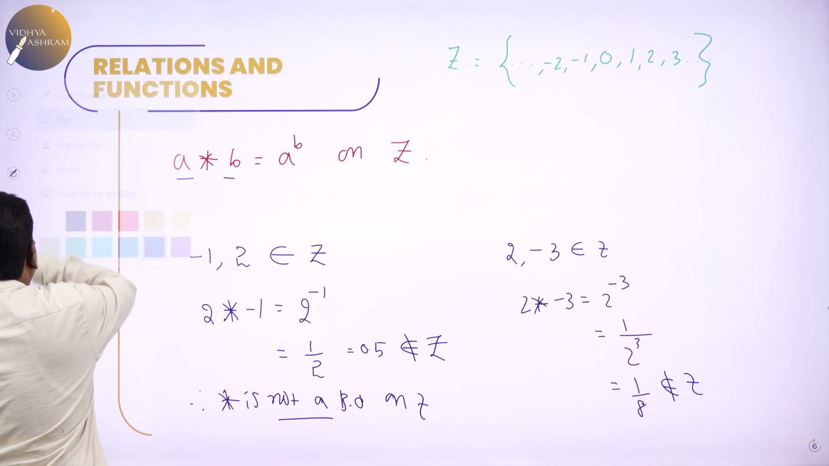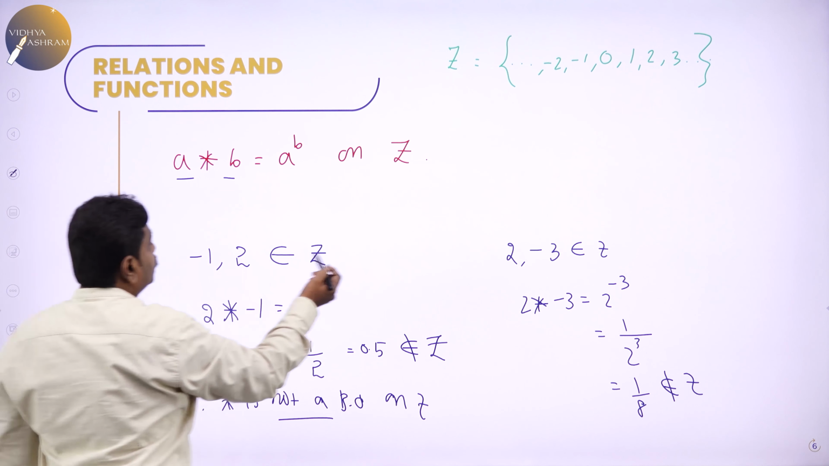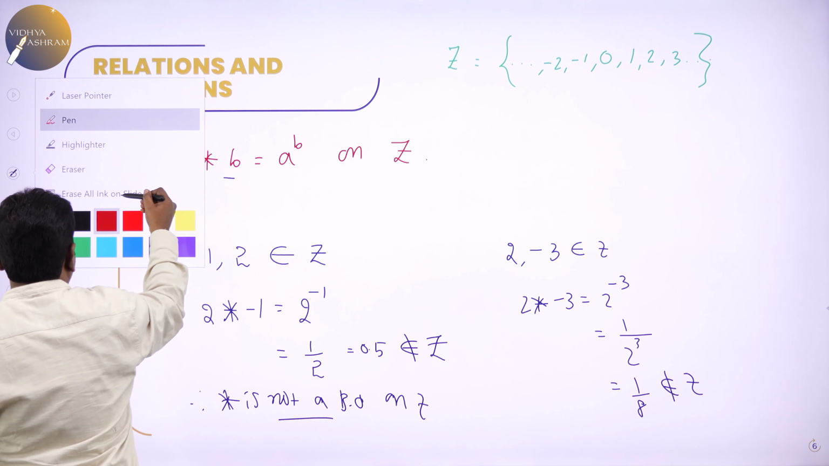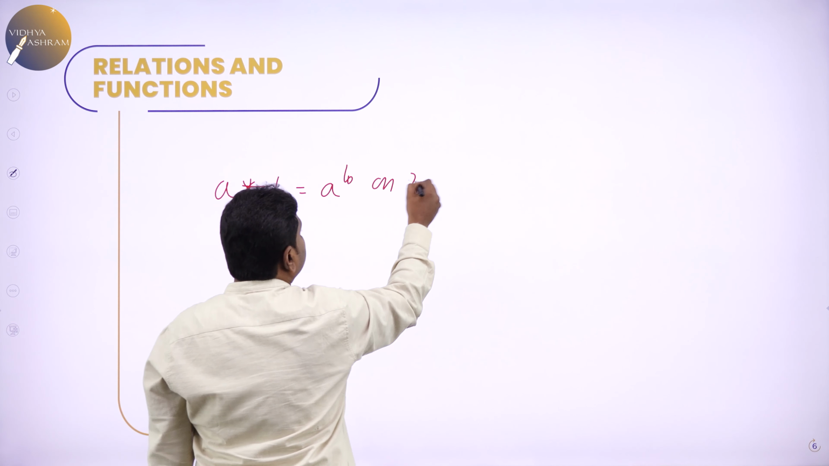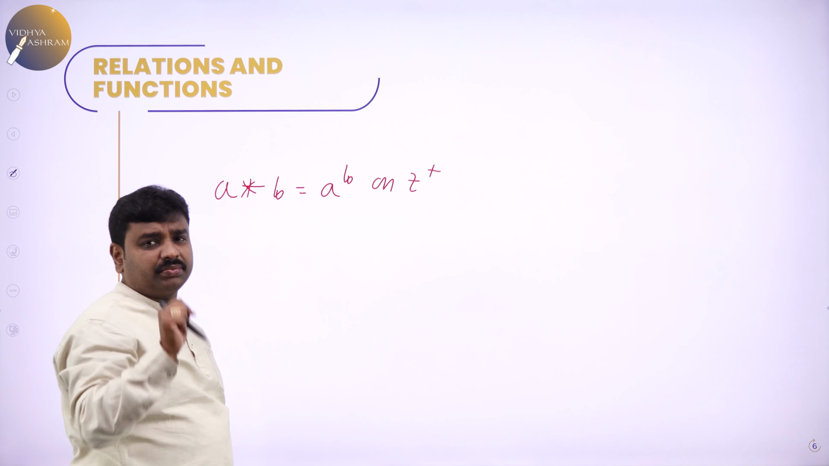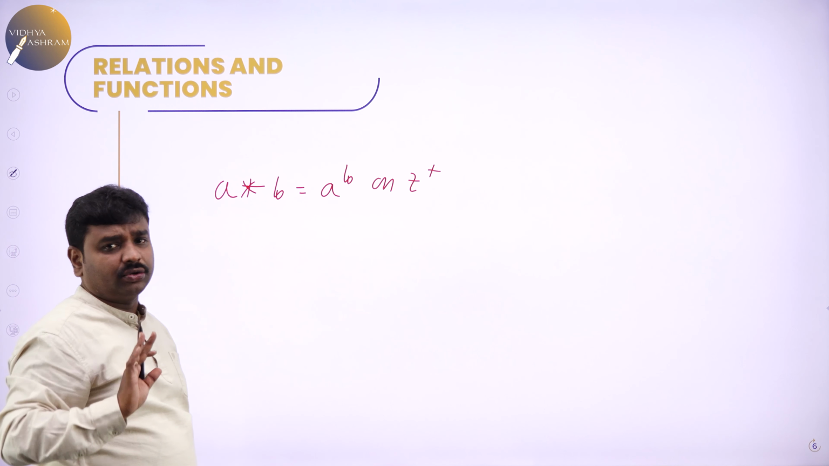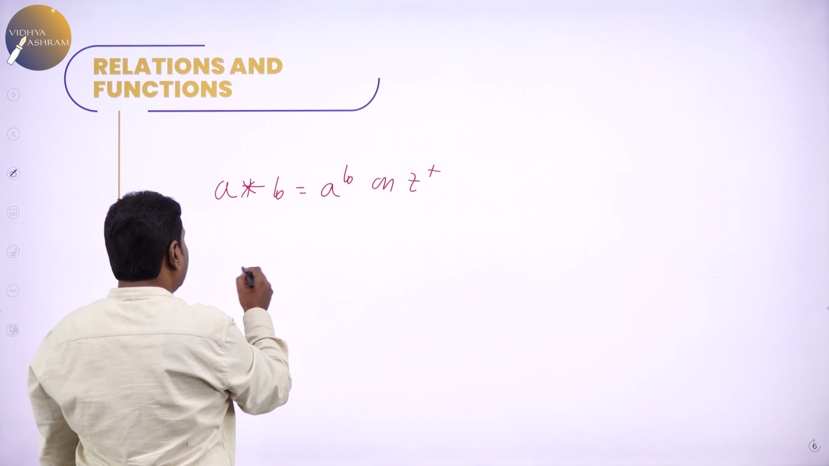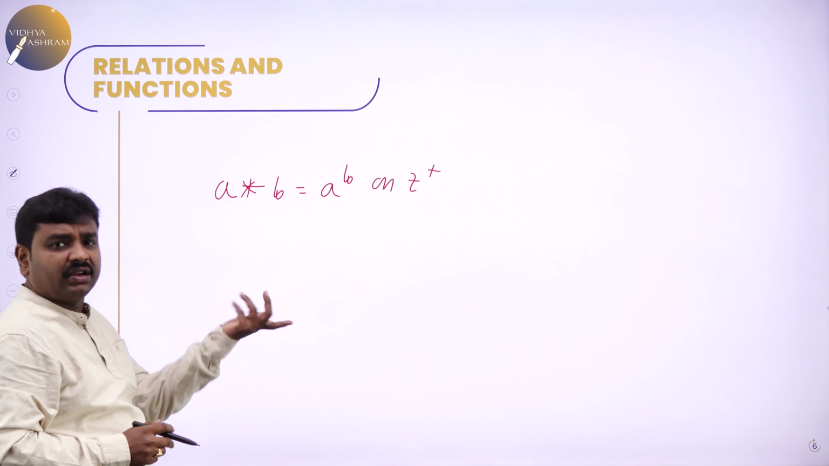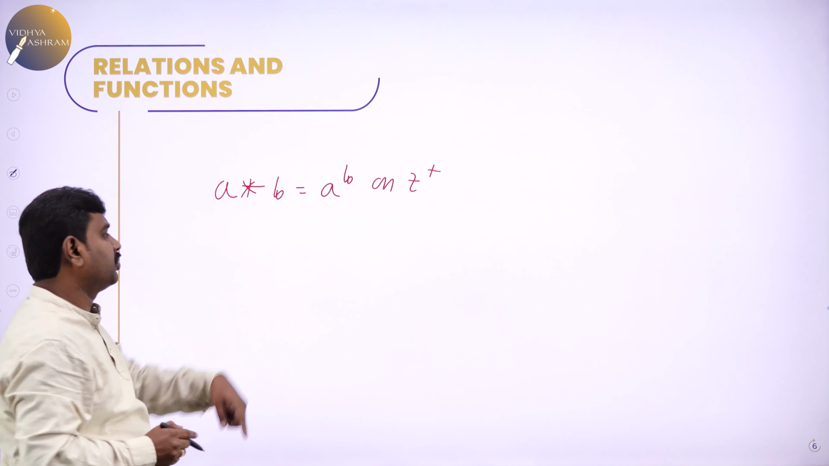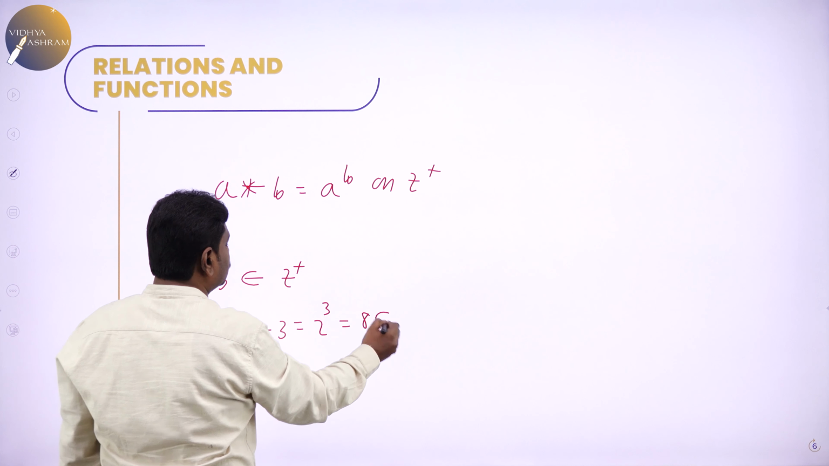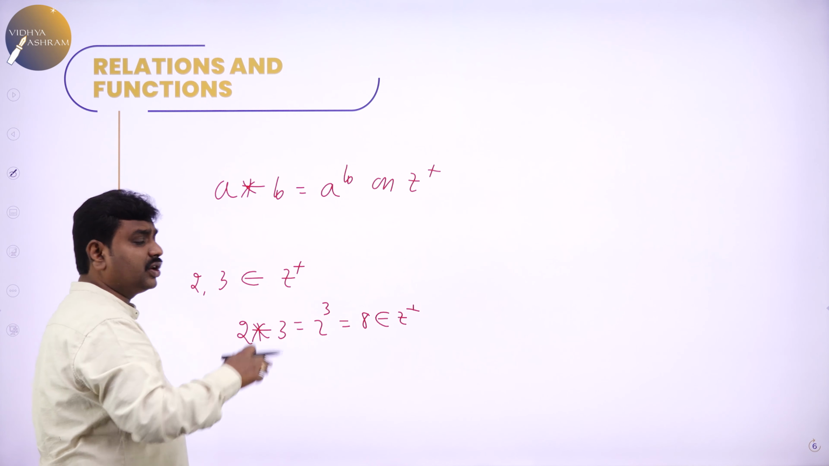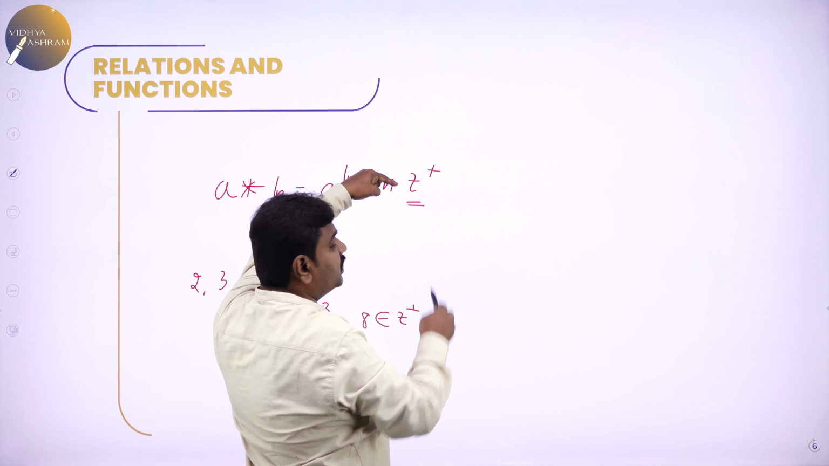If I change the number system, suppose the same question. Now I will take a star b equal to a power b. I am taking the same on Z plus. What is Z plus? If you take positive integers, or you can also take 0, so non-negative integers. Now here you take any pair, it will belong to Z plus. If I take 2, 3, both positive, then 2 star 3 is 2 power 3, which is 8, and it belongs to Z plus. Not only this, any two elements belonging to this set Z plus, it is true.